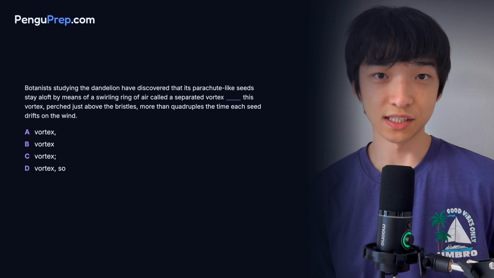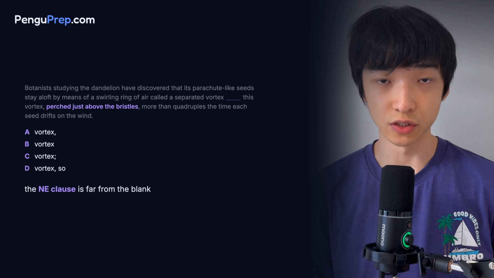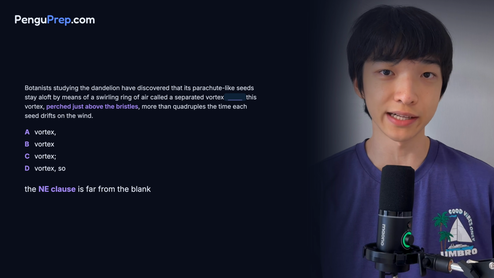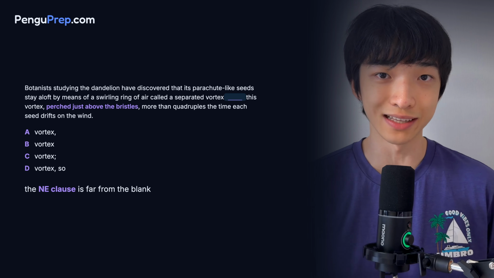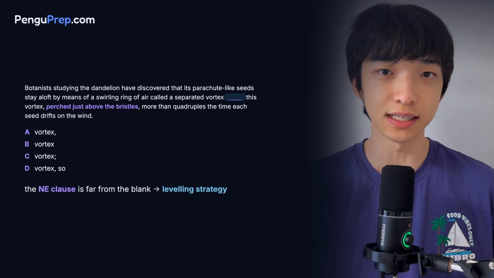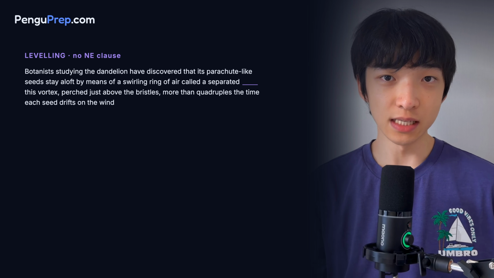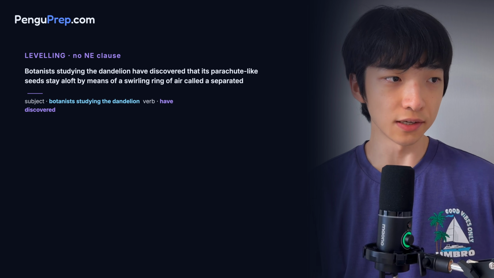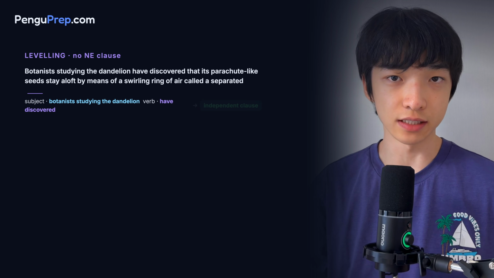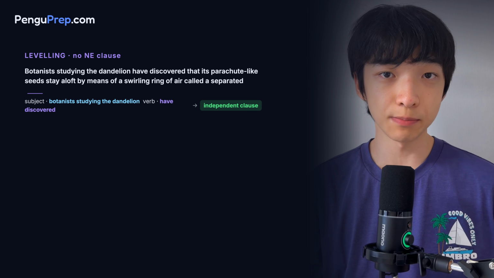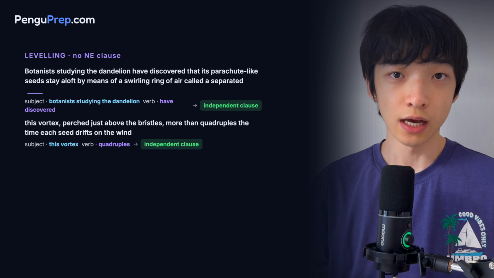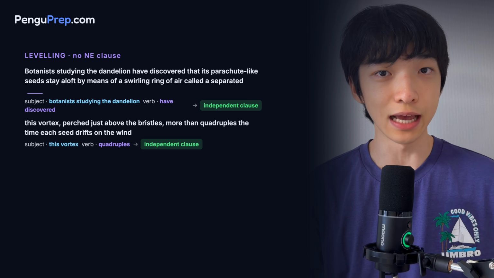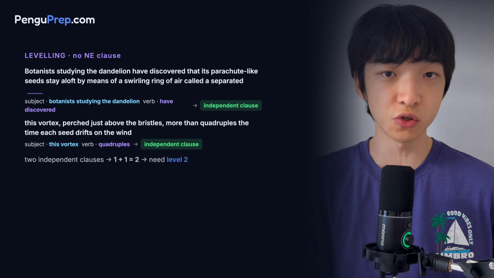This problem has a non-essential clause, perched just above the bristles, but this non-essential clause is not directly next to the blank. Furthermore, we don't see any other non-essential clauses that are next to this blank, so we can say this is a leveling problem. The first piece is independent because the subject is botanists studying the dandelion and the verb is have discovered. The second piece is also independent because the subject is this vortex and the verb is quadruples. Since we have two independent clauses, we need 1 plus 1 equals 2, a level 2 punctuation.